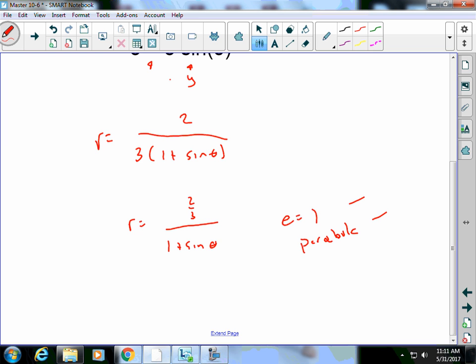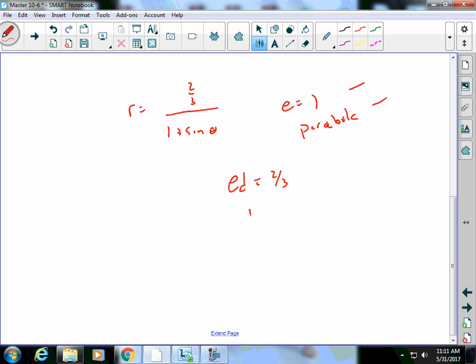So I answered 2 questions. I know that ED is equal to 2/3, and E is equal to 1. So D is equal to 2/3. My equation of the directrix, Y is equal to 2/3, and it's a positive 2/3.